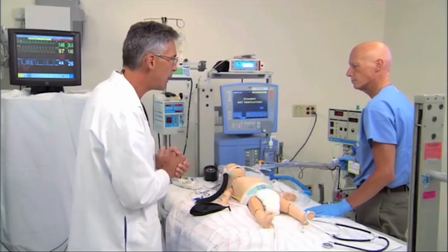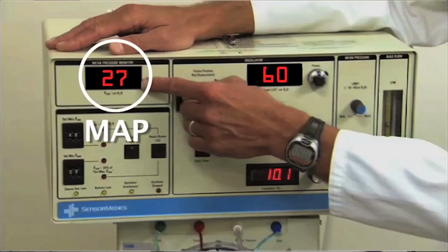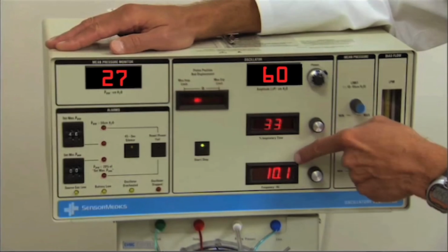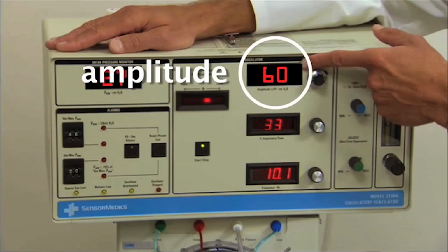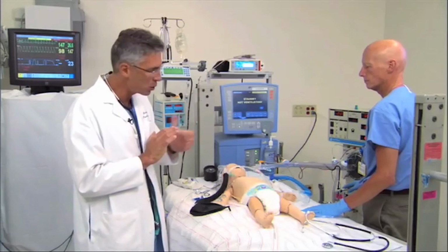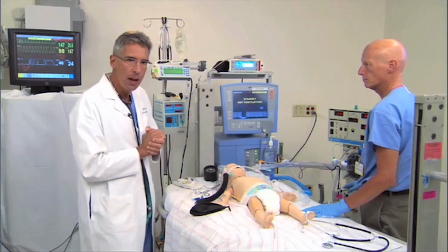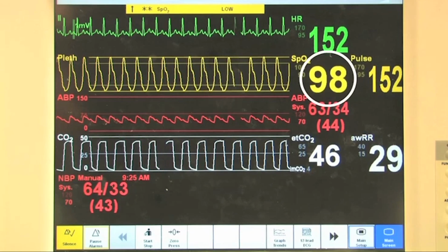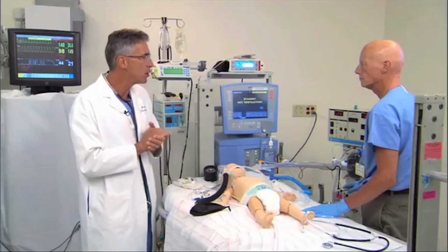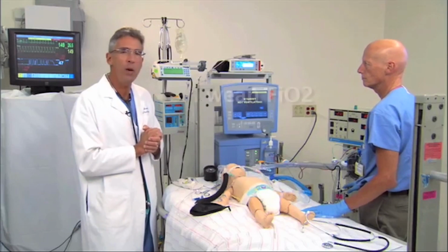Now let's reassess the patient, Barry. We're on a mean airway pressure of 27 centimeters of water, 10 hertz. Our amplitude is 60, our delta pressure is 60. This is an ideal time to send a blood gas, which we're going to do now. And note that our saturation is at 98%. So in our hands, this is the time at which we will begin weaning the FiO2.